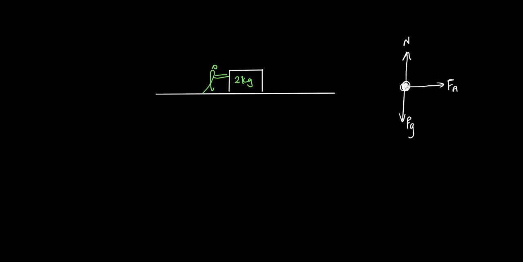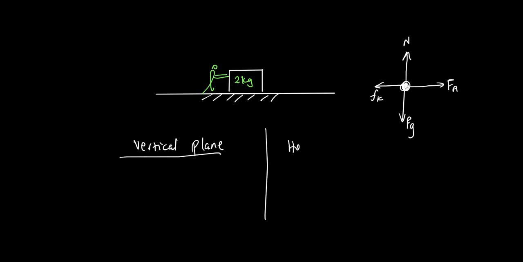And then it could be that it's a rough surface. So because it's a rough surface, I'm going to have frictional force acting in the opposite direction. So tell me something. Which forces are acting in the vertical plane, and which forces are acting in the horizontal plane? Can you identify them here?